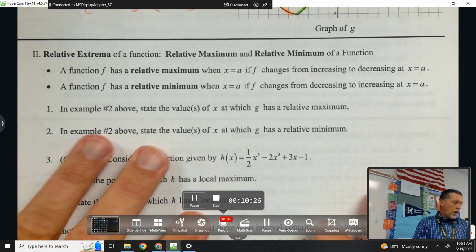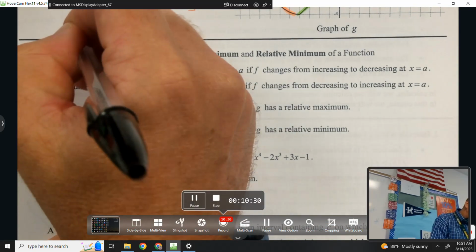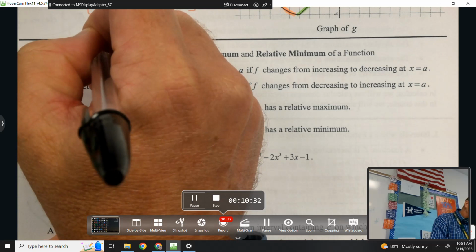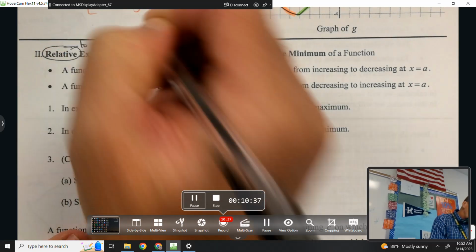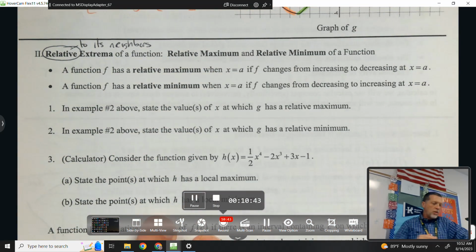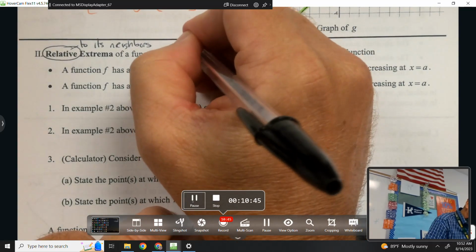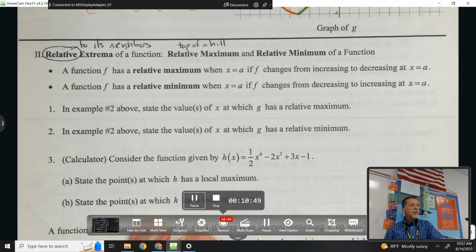All right, relative extrema. Relative meaning relative to the point's neighbors, relative to its neighbors. So a relative maximum doesn't mean you're the highest mountain in the range, but it does mean you're at the top of a hill. Might be a really tall hill, might be a small hill. But if you're at the top of a hill, you're a relative maximum.